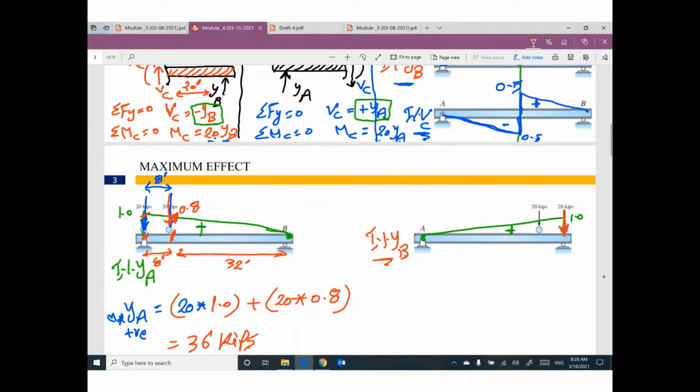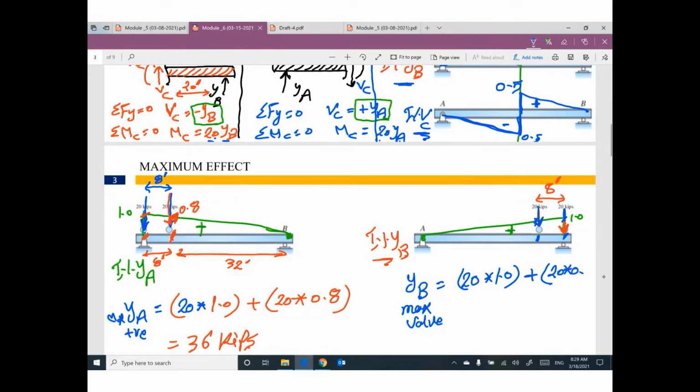That means the next wheel, no choice, at a distance of 8 feet. So I decided to put the second one here. So what is the maximum effect of this truck on reaction YB? Maximum value will be the first 20 times the corresponding value, 1, plus the second wheel, which is 20, times the corresponding value, which is 0.8.